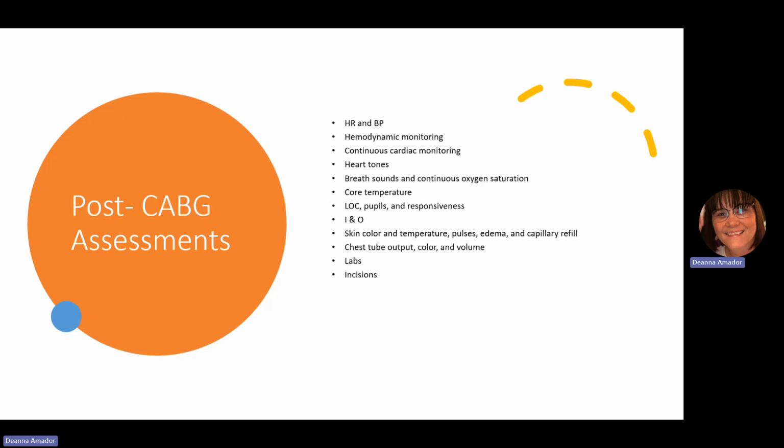So the gist of the story is we're getting lots of numbers. So we monitor things very continuously, about every 15 minutes, and then hourly for sure after that. And we're watching their continuous cardiac monitoring, watching for any type of dysrhythmia, listening to our heart tones to make sure we don't have bleeding within the chest and hear those muffled heart tones, which could be indicative of cardiac tamponade. So listening to heart tones is very, very important.